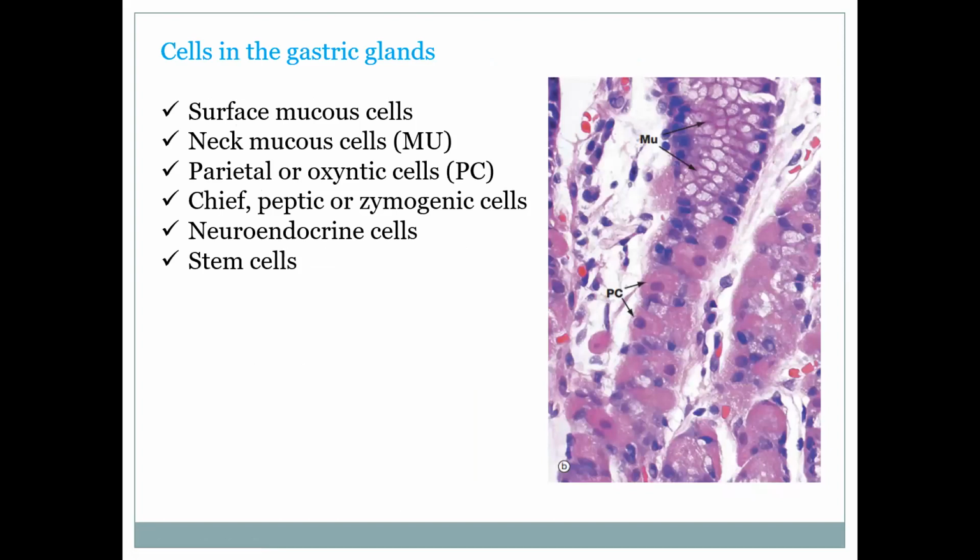So, in gastric glands, we can see several cell types. Those are the surface mucus cells, neck mucus cells, parietal or oxyntic cells, chief or pepticocytogenic cells, neuroendocrine cells, and stem cells.